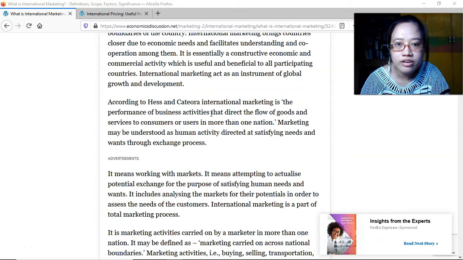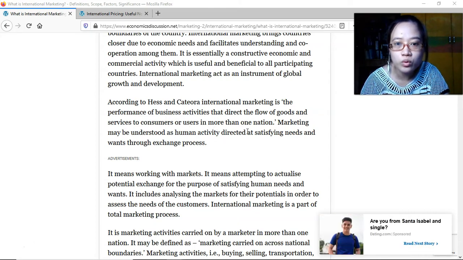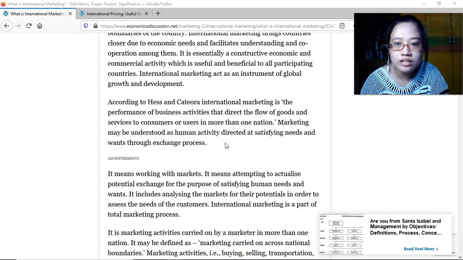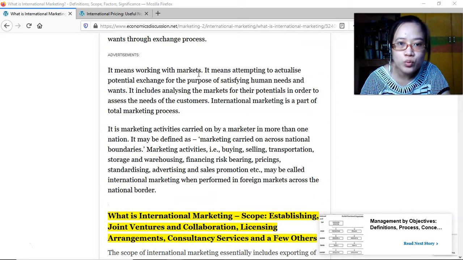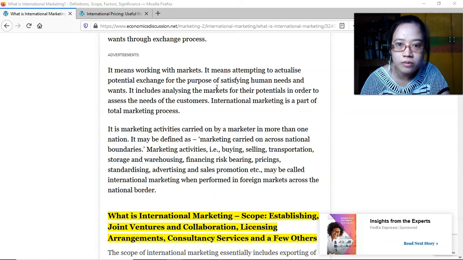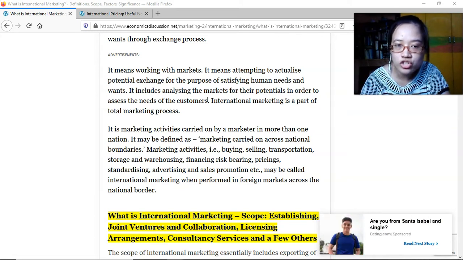According to Hess and Cathiora, international marketing is the performance of business activities that direct the flow of goods and services to consumers or users in more than one nation. Marketing may be understood as a human activity directed at satisfying needs and wants through exchange process. Okay. And then it means working with markets. It means attempting to actualize potential exchange for the purpose of satisfying human needs and wants. Includes analyzing the markets for their potentials in order to assess the needs of the customers.